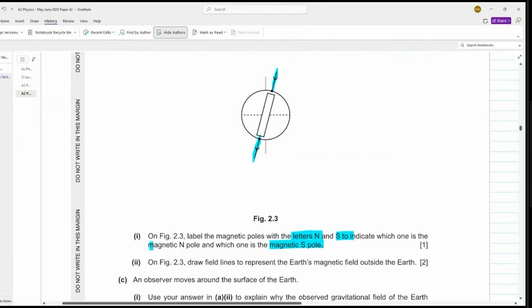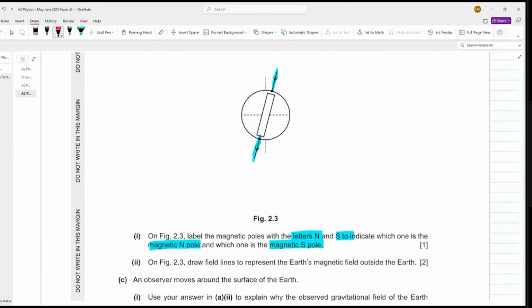You have to tell the north and south pole of the magnet. You don't have to tell the north and south pole of the Earth. You have to tell the magnet's north and south pole. Can you realize magnetic fields are coming out of this pole? This becomes the north pole. Magnetic fields are going into this pole. This becomes the south pole.